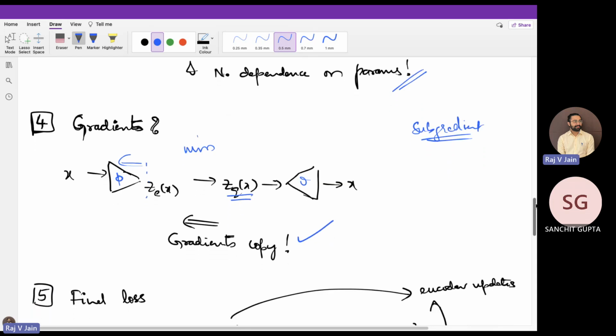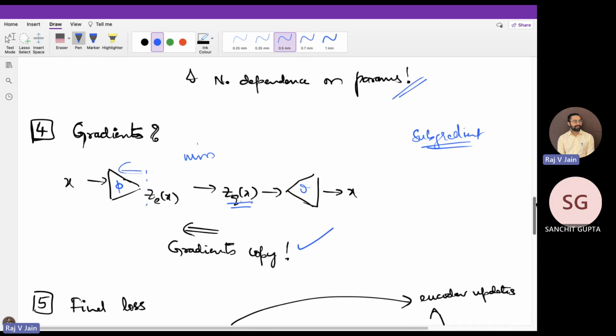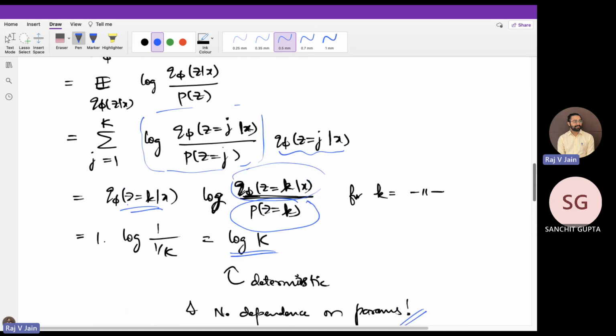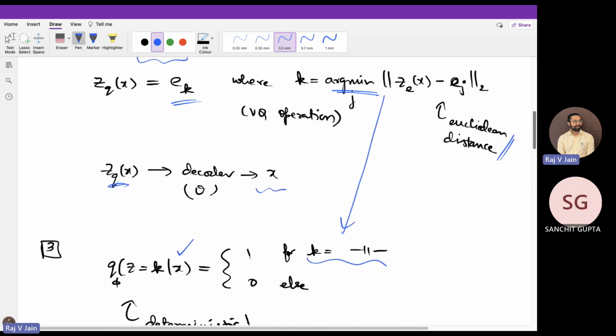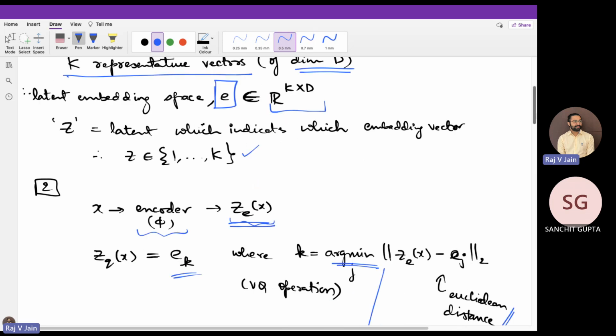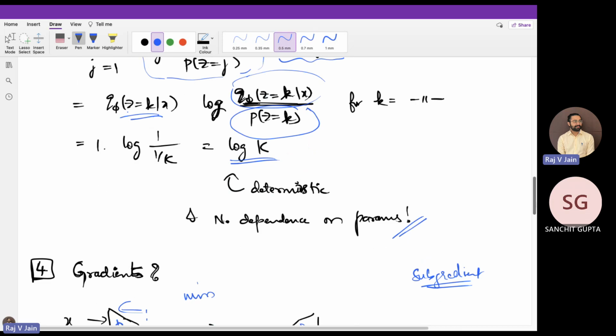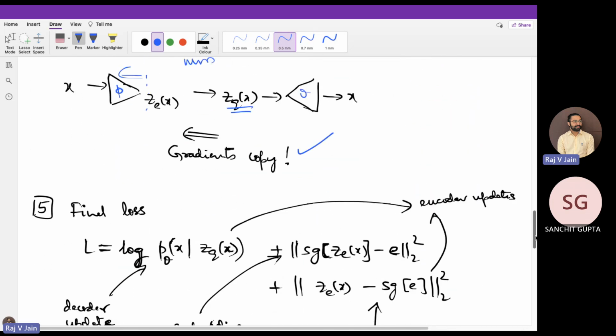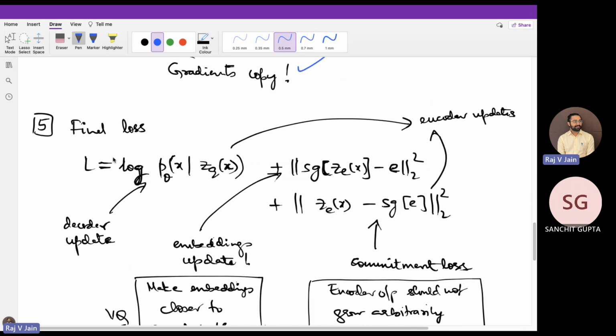So all of this is fine, but one thing that we haven't talked about till now is this embedding space. We said there is an embedding space, but we need to find what the embedding space is. So what the authors did is they added two terms to the loss function. Let's look at this. First of all, the expectation here went away.